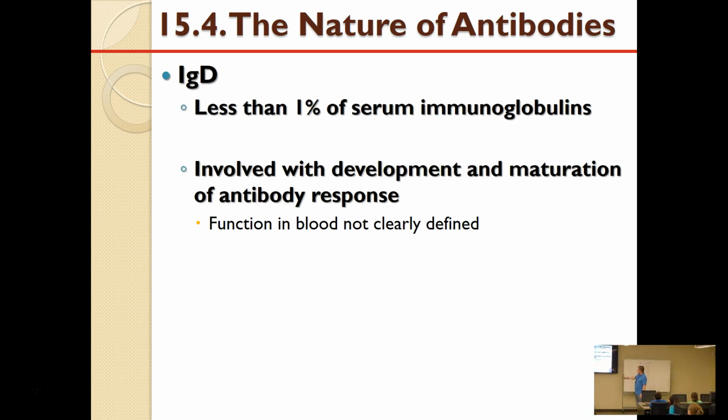So, involved with development and maturation of the antibody response. Function in blood not clearly defined. So they're there in some fashion to help with the maturation, which we haven't got to yet. How do antibody responses mature over time? Why is the secondary response faster than the primary? One, we know the memory cells are there, but we're also going to learn there's a maturation process, in terms of maturing and becoming better. So what they're saying here is that IgDs are responsible in some way for helping that maturation, but what way is not really defined.